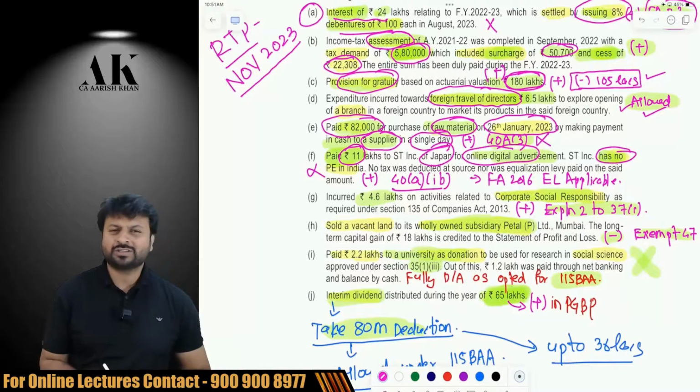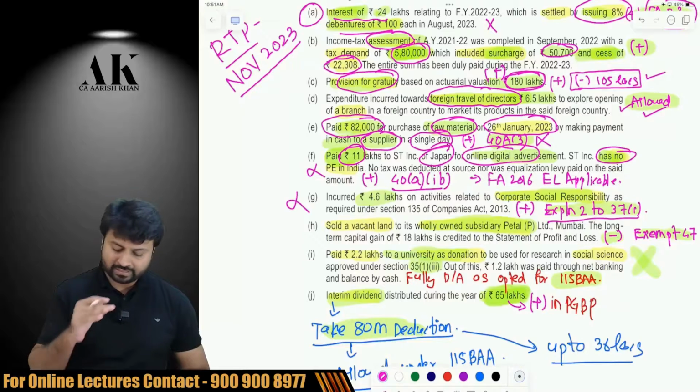Next, corporate social responsibility expenses are not allowed under PGBP as per Explanation 2 to section 37(1). Therefore, you have to add it back.